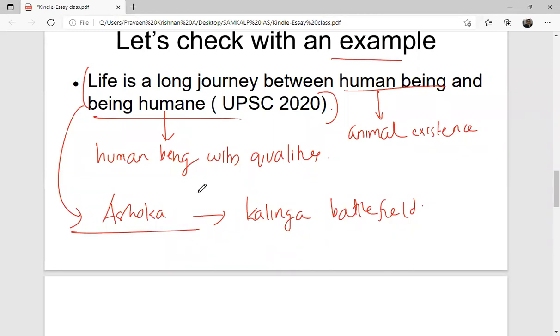Now this was my introduction. I expressed this in one paragraph, Ashoka's story. I expressed it in a dramatic way, that Ashoka is sitting in the middle of the battlefield, very sad, and the sun is setting, and all these I have written. That was my first paragraph. That was my introduction.